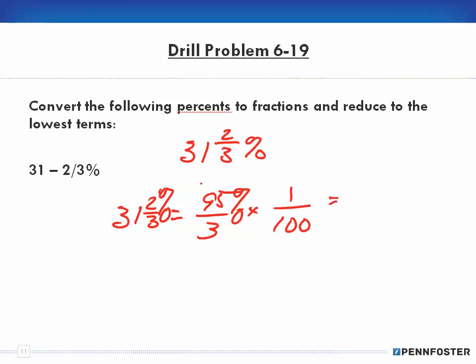So we end up with, let's see here, I know 5 can go into 95, and 5 can go into 100, that's 20 times. And 5 into 95 goes 19 times. So 5 times 19 is 95, and 5 times 20 is 100. So I end up with 19 over 60. When I multiply 19 times 1 and then 3 times 20, I end up with 19 over 60. Now let me go over that real quick again.